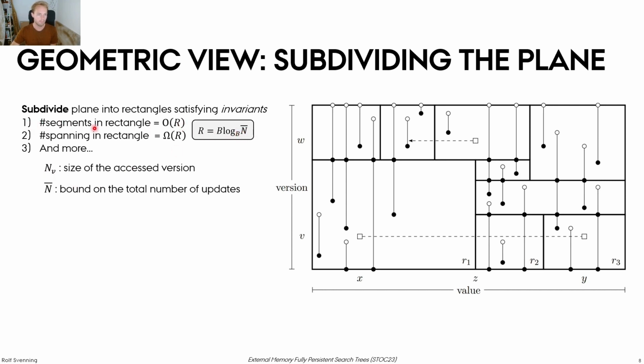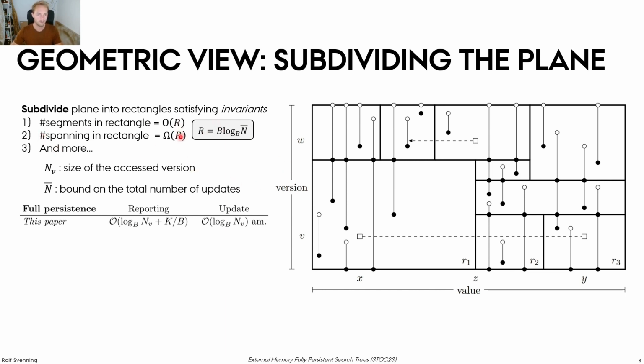But basically what this first invariant guarantees is that you actually have time to scan all the segments in a single rectangle and still hope to obtain the reporting and update time we're looking for. So scanning takes time proportional to r divided by b. Okay, so that's why we have the first invariant.